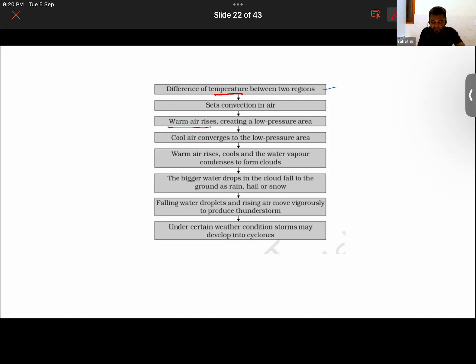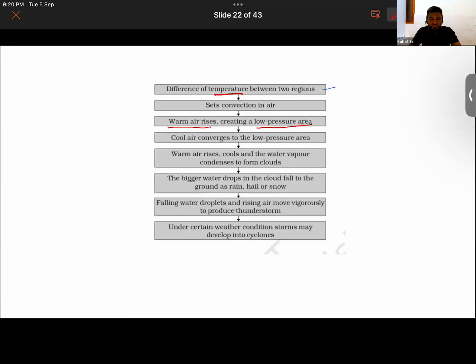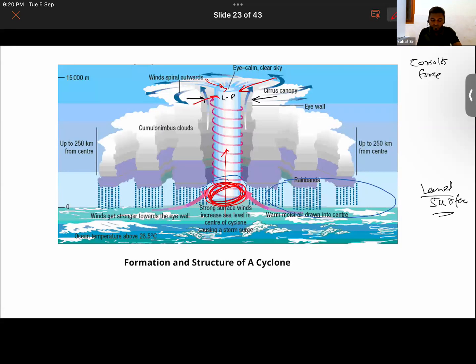So warm air rises up, it creates a low pressure area, and cool air converges to the low pressure area. Cool air from the surrounding is coming to the low pressure region. Getting it now? And warm air is continuously rising up. Getting it? Warm air is continuously rising up, and there's a continuous movement of colder air into the lower pressure region. So this basically generates a cyclone. Okay, any confusions in this? No. No. Okay.